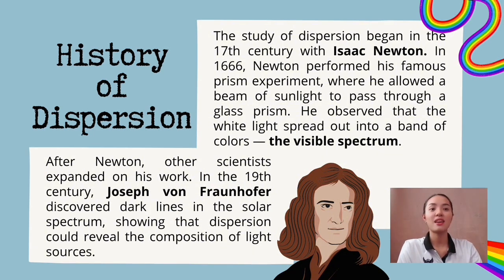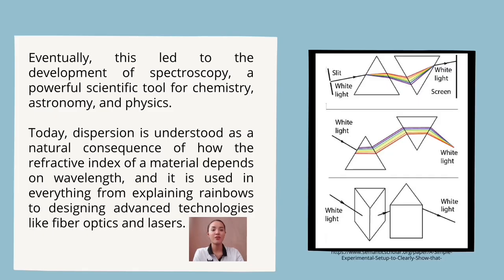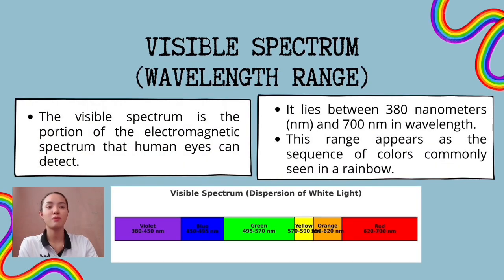Later, in the 19th century, another scientist named Joseph von Fraunhofer discovered dark lines in the solar spectrum, which are now known as the Fraunhofer lines. These lines revealed that each element absorbs light at specific wavelengths, leading to the development of spectroscopy. This is a scientific method used to identify the composition of stars and chemical substances. In fact, modern astronomy still relies on dispersion and spectroscopy to analyze the elements that make up distant celestial bodies. Now let's discuss the visible spectrum.